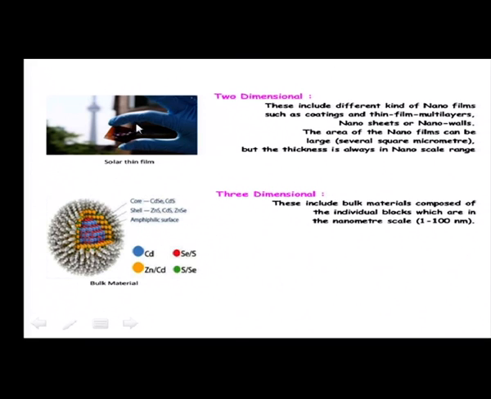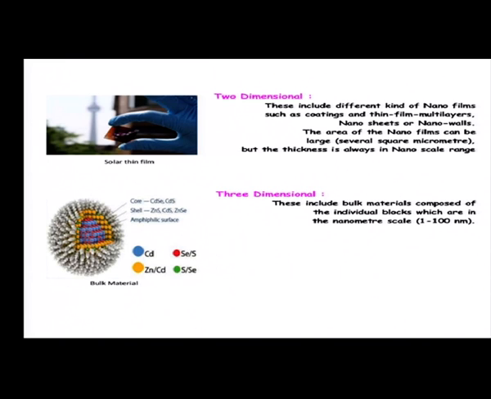The best example for a 2 dimensional material is a solar thin film. As you can see in this diagram, a solar thin film is gently wrapped in the fingers, in the hand, and these include different kinds of nanofilms, which may be coatings or thin film multilayers, and nanosheets or nano walls. Therefore, the 2 dimensional nanomaterial may be a nanofilm, a coating, thin film multilayers, or nanosheets or nano walls.